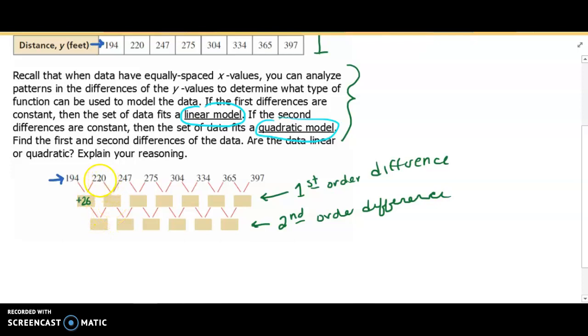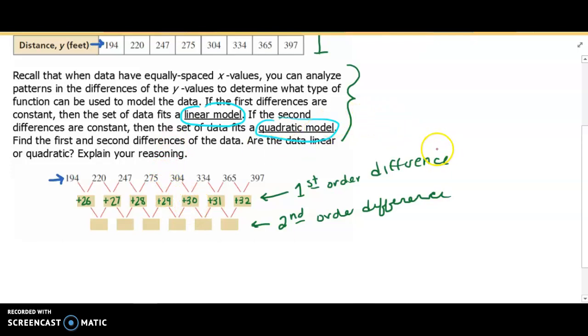Okay, and then if I go from 220 to 247, I'm increasing by 27. If I go from 247 to 275, I'm increasing by 28. I'm increasing by 29, increasing by 30, increasing by 31, and increasing by 32. Now these are not the same, but there is a definite pattern. There won't always be a definite pattern, but here there is.